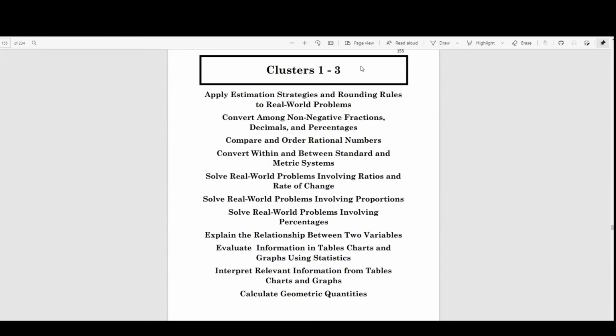All right, so for clusters 1 through 3, these are all of the topics that you should have some idea of how to do at this point. Because you're midway through the book, you don't have to go with the notion that you should have mastered these by now, but you should be moving towards mastery.